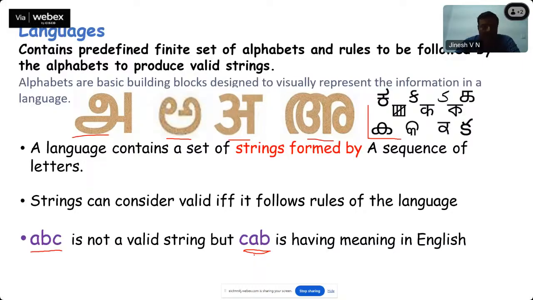So in this slide, what we have seen is, what is a language? Always remember, a language will have a predefined finite set of alphabets, and each alphabet will have a specific meaning. That is, an alphabet will be a picture or character which has embedded information in it. If you are not embedding information in it, it cannot be read as an alphabet.